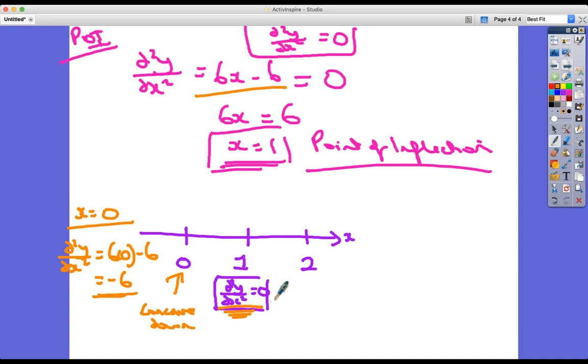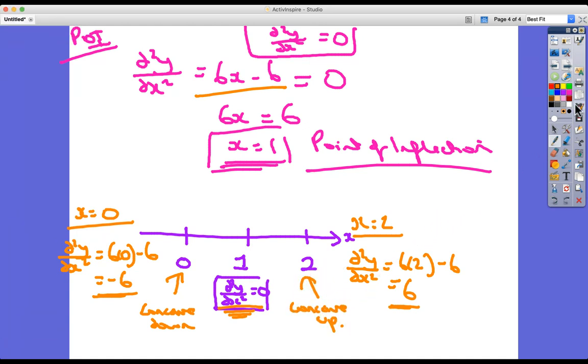Here I've got the point of inflection. This should be concave up, all going well. Let's have a look. x equals 2. So we put it into the second derivative, and it's going to be 6 times 2 minus 6, which is equal to positive 6. Yep. So that's going to be concave up.